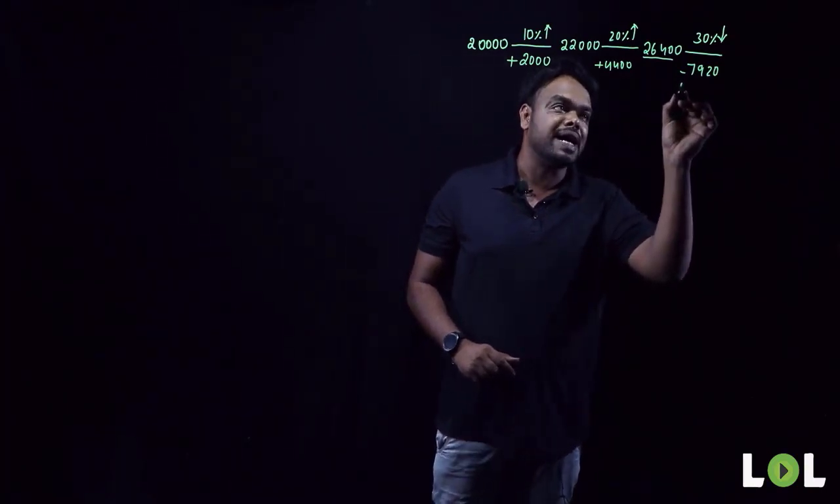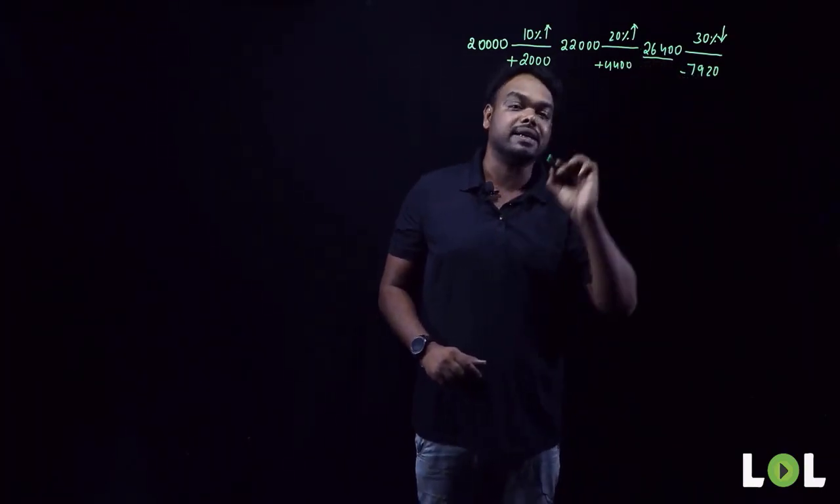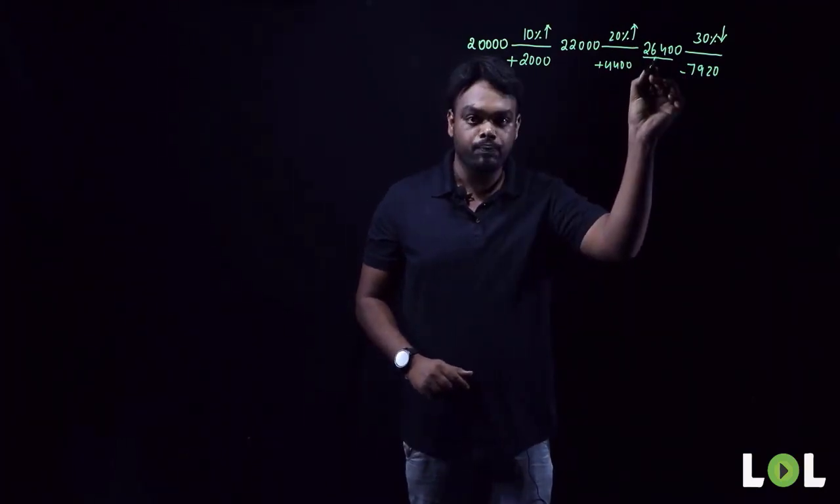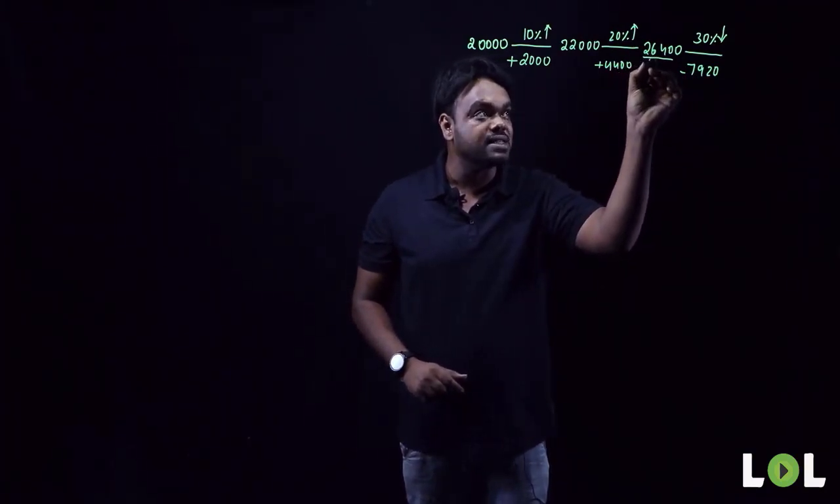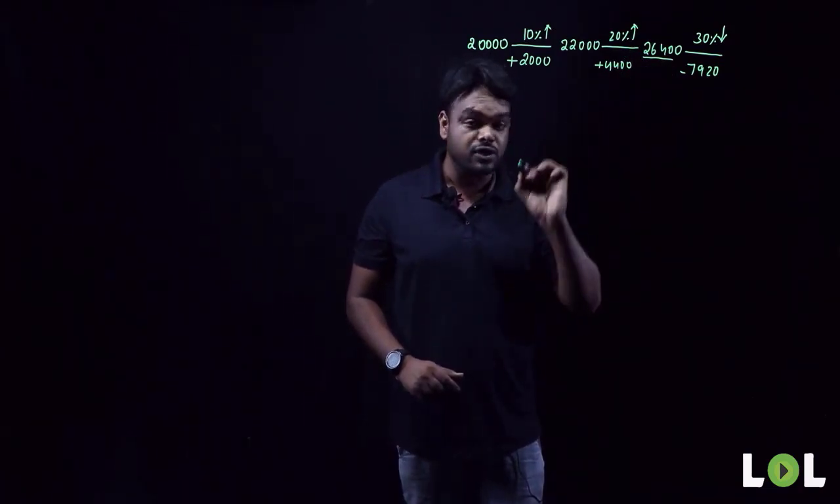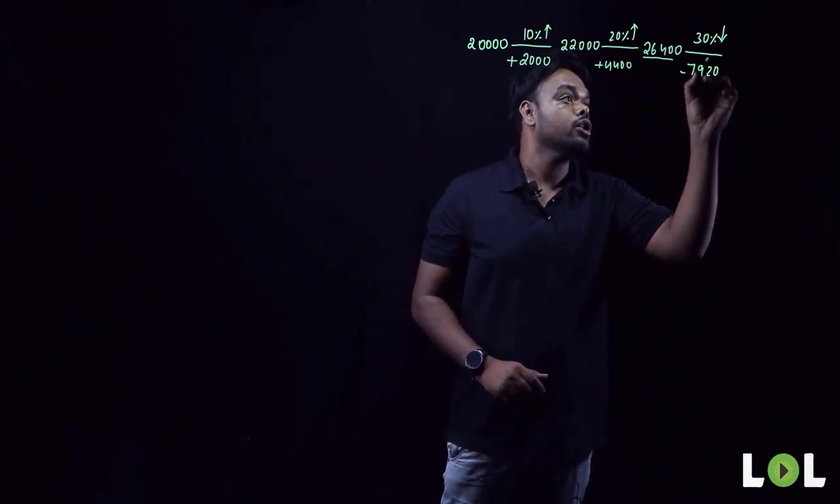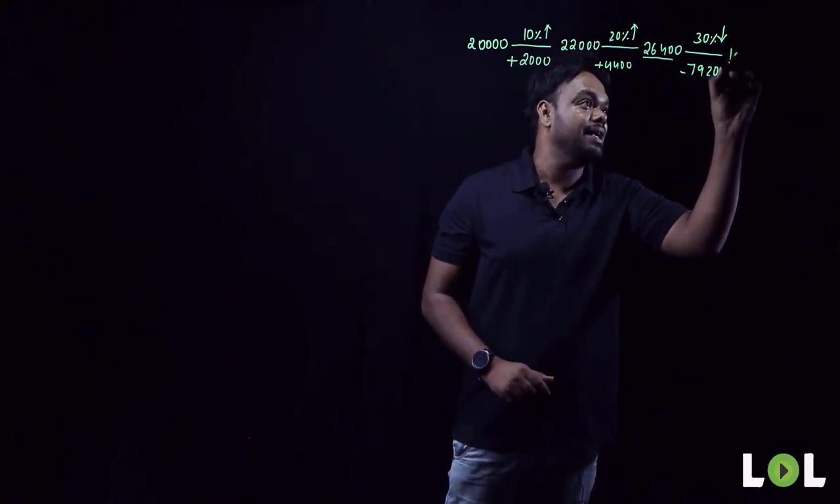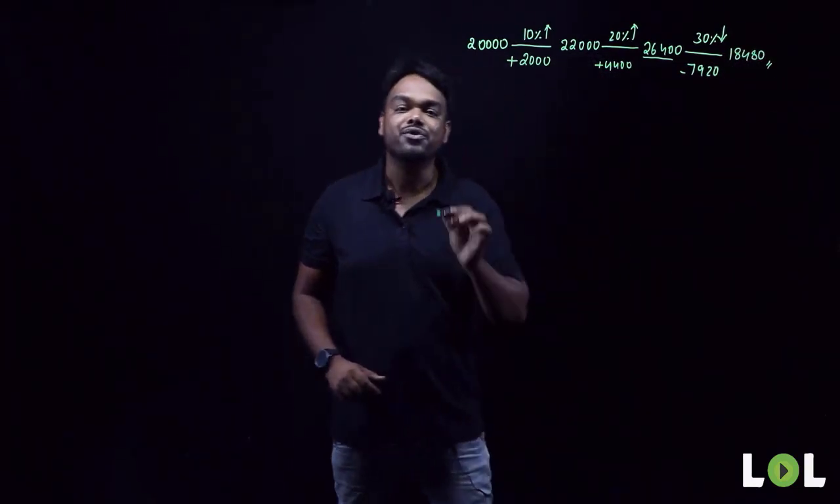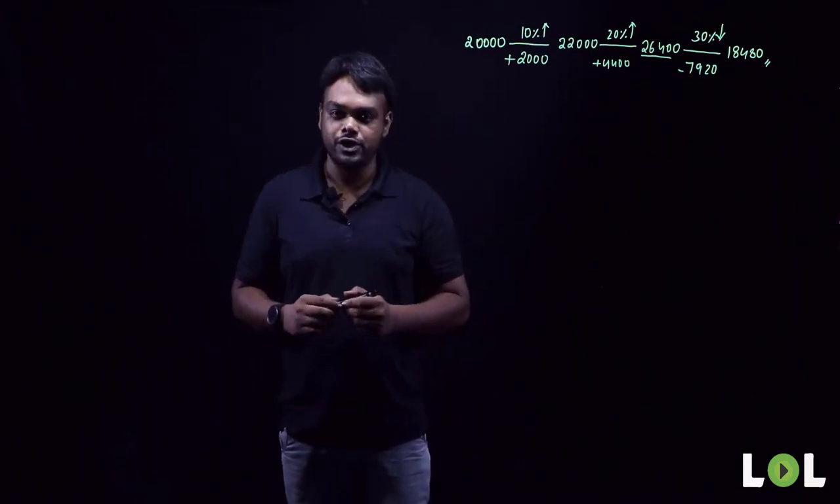Now, a better way of subtracting: do not subtract 7,920, rather directly subtract 8,000 from this value. If you subtract 8,000 from 26,400, you should get 18,400. But you have subtracted 80 extra, so add it back. So you should get 18,480, and that must be our final answer. Well, this is a very direct way of solving, where there are complicated calculations.